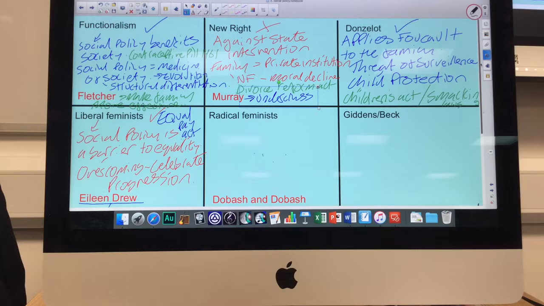So, Chloe, can you tell me what you think radical feminists are going to say about social policy? Yes or no? They don't like it. No. All right. And that's what we need to build on now. So Chloe is right. Radical feminists are not going to have a good view of social policy, because the way they think of the state, who passed the social policy, they're just patriarchal. So stick with me, Chloe.